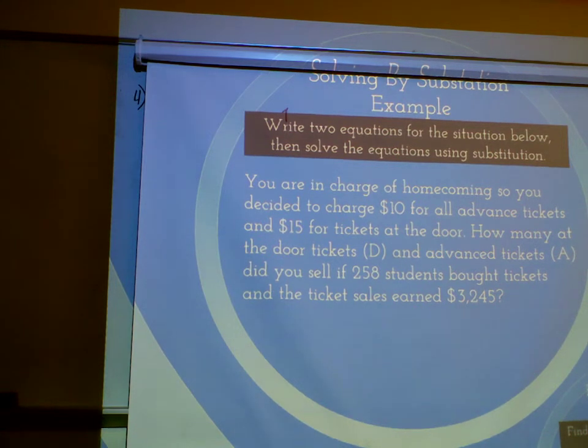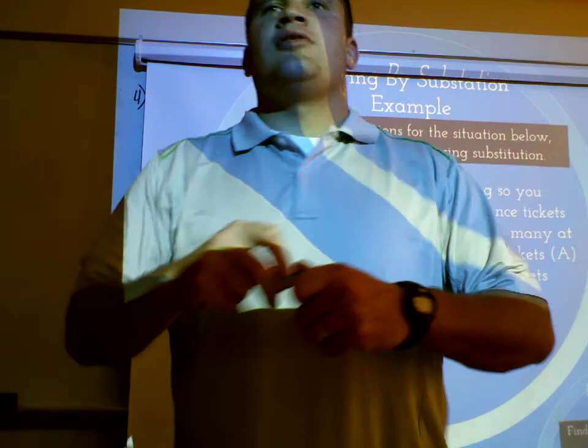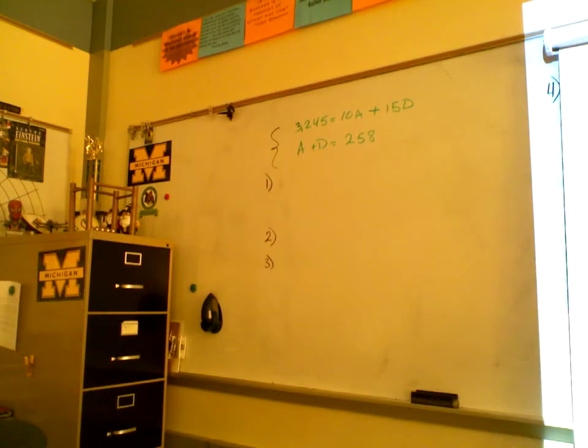Jessica, you got the other one? A plus D equals 258. Perfect. Those are our two equations. What do you need help with? If you put the 3,245 on the other side, it still works.